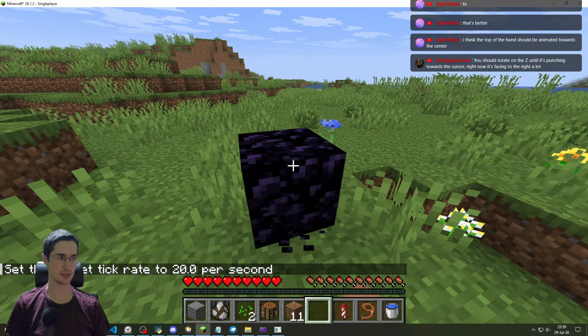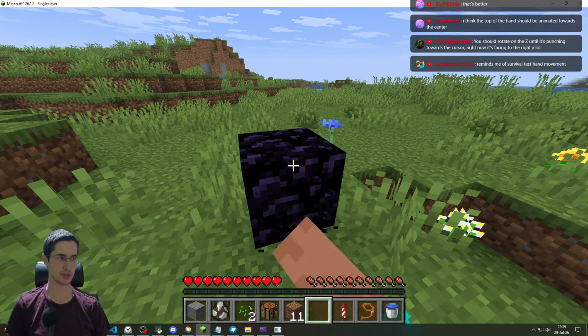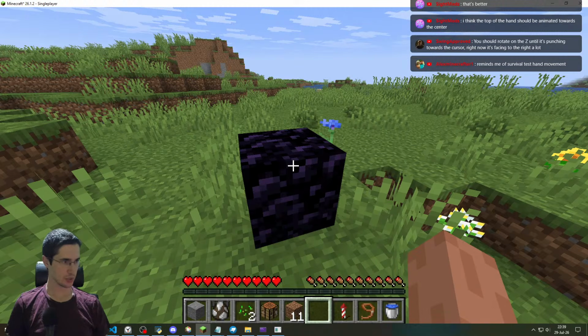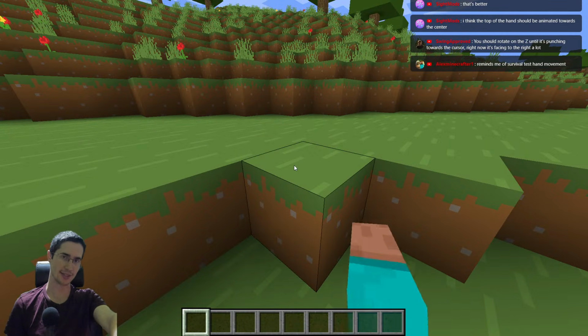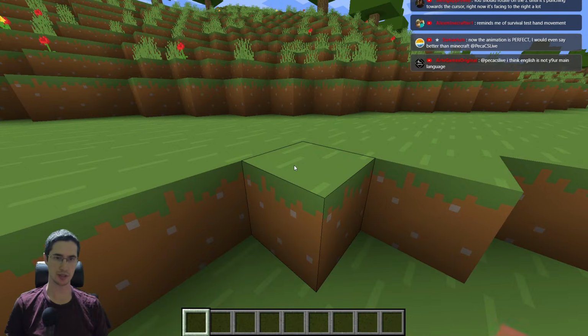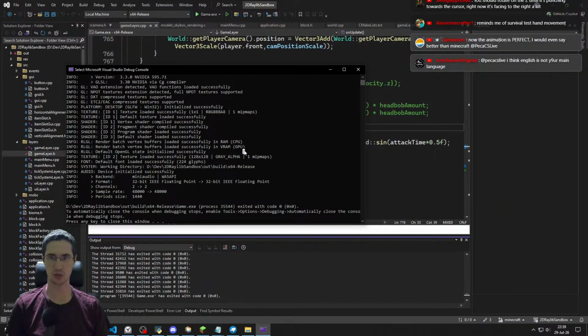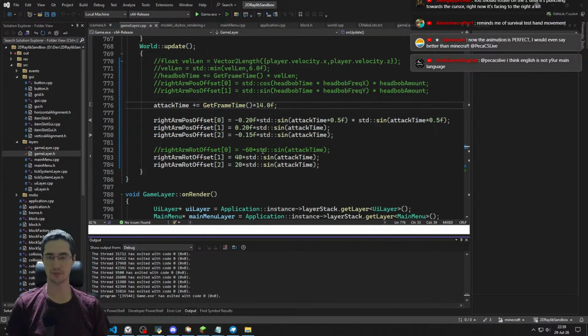Should rotate on the Z until it's punching towards the cursor. It's facing to the right a lot. Reminds me of survival test. Oh, no, that's not the Z axis. That's the Y. We are talking about the Y axis. Let's focus just on the Y. And here we can increase it to be 60.